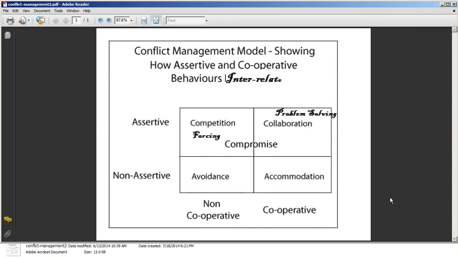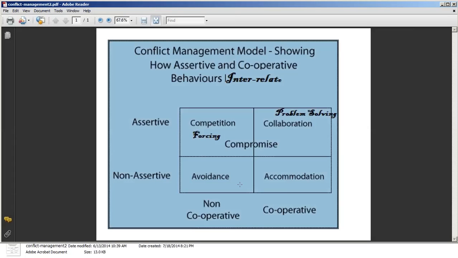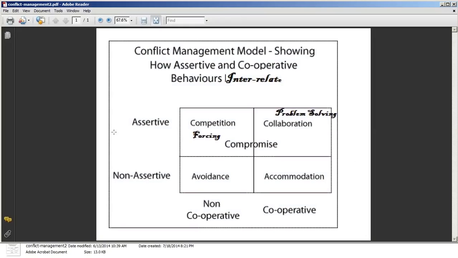I'll show you some slides for this. So these are the conflict management modes. This shows how the combination of assertiveness and cooperative behaviors interrelate with each other. So non-assertive and non-cooperative, you will go for avoidance. Then assertive and non-cooperative. So this is the type of team members.